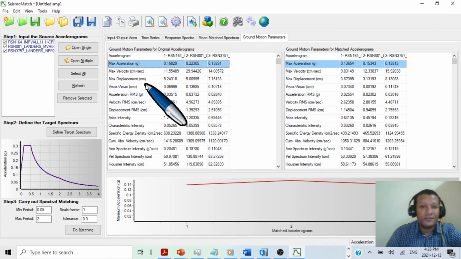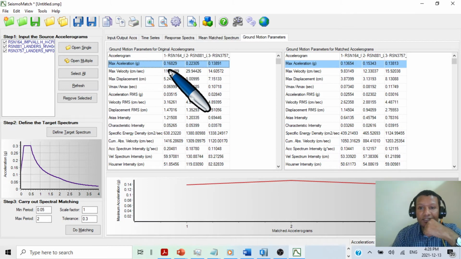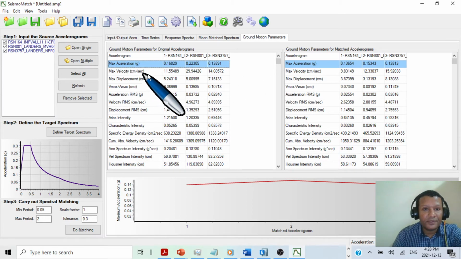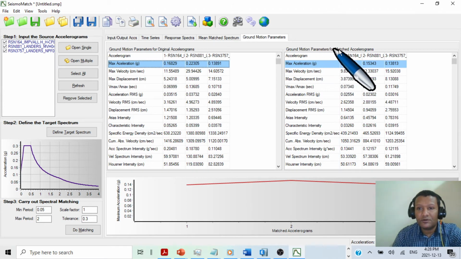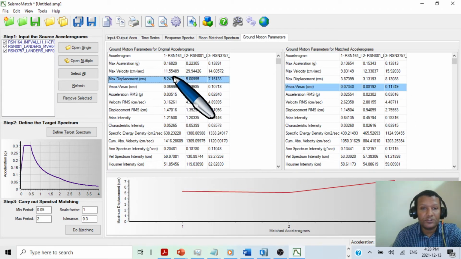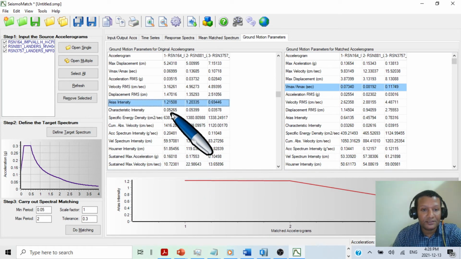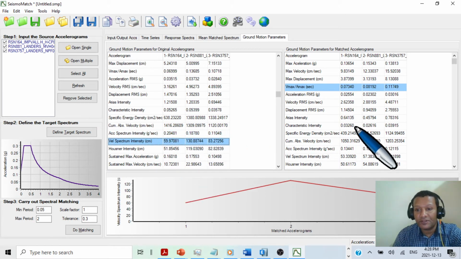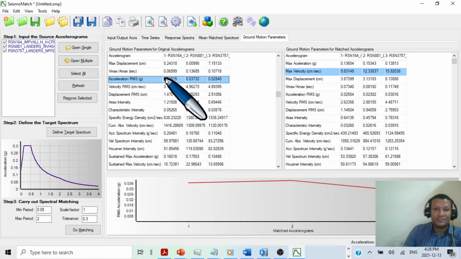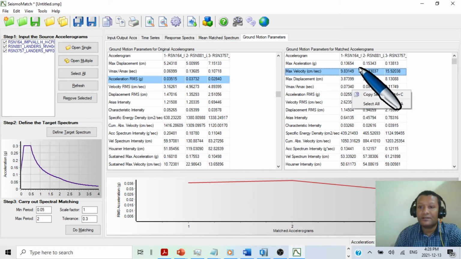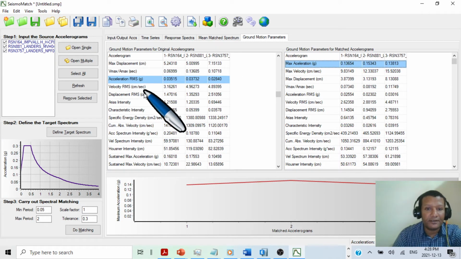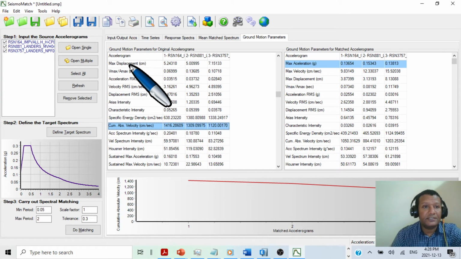You can see maximum acceleration 0.16, maximum acceleration 0.136, and maximum velocity, this one and this one. So this is the ground motion, the matched one, and this one is the original one. You can go through and see the difference between the frequency contents, characteristics, intensities, and everything here. And if you want, you can extract this data also. Right click, copy the entire table, and you can make any data you want. In this way, this is the first method.